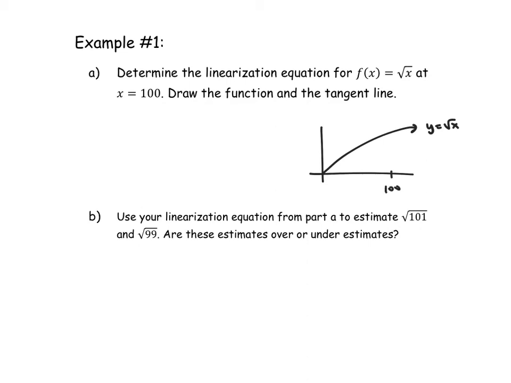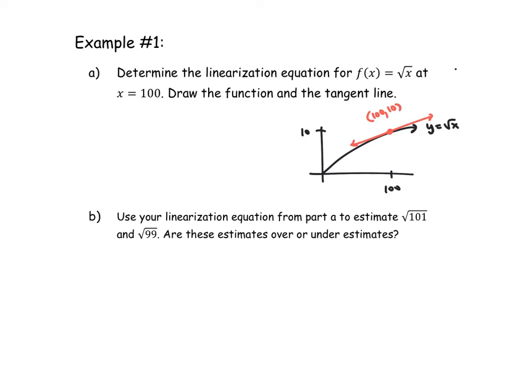Here's x equals 100. The square root of 100 is 10. Therefore, I'm going to write an equation for this line right here. All right, so I need two things. I need a point and I need a slope. So the point here is (100, 10).